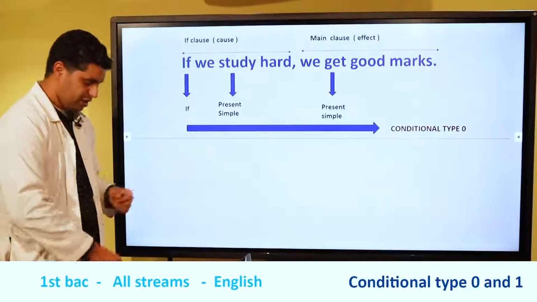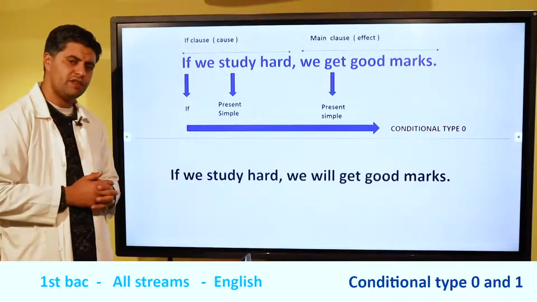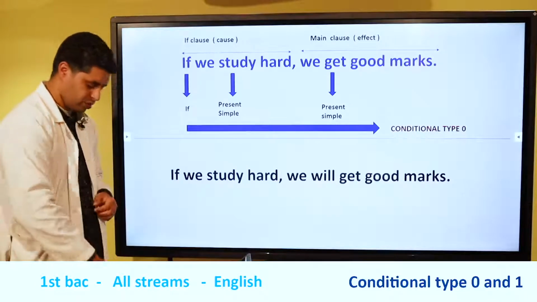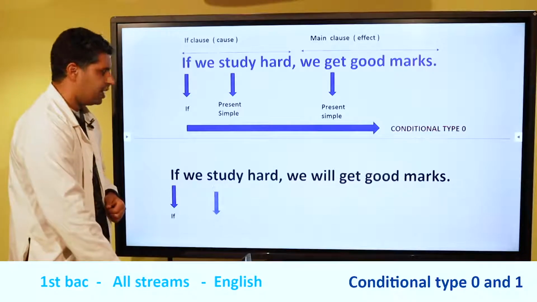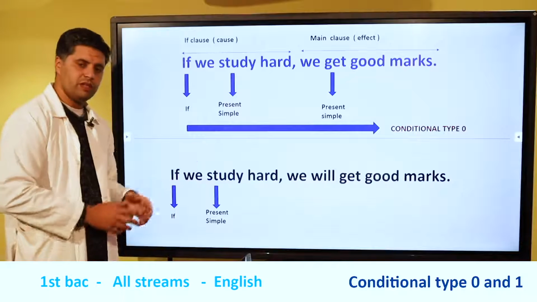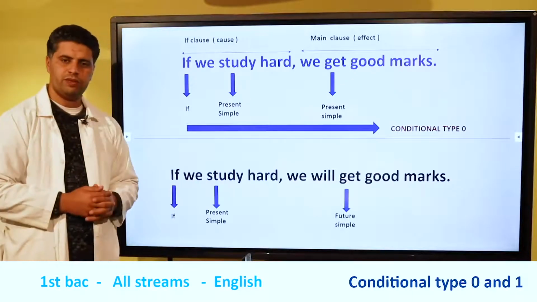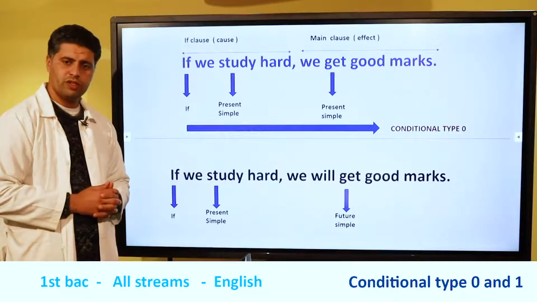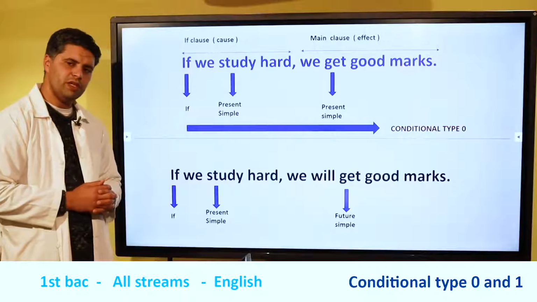Okay, so here, as you can see, let's take the other statement just to assess the difference between them. Here we have, if we study hard, we will get good marks. Here we have the conjunction if, and we have the present simple. So it is the same tense that we have in the first statement, but pay attention, here we don't have the present simple as we have in the first statement, but we have the future simple. Okay, why? Because the meaning is going to be different.